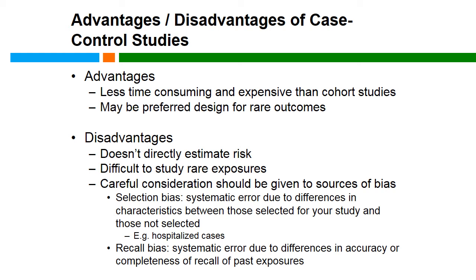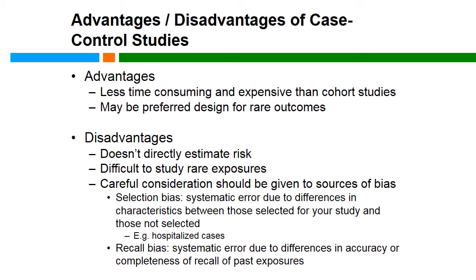There are some important disadvantages to the design, though, that should be considered. First, the measure of the association in case control studies is the odds ratio, which does not directly estimate risk. In addition, while case control studies are preferred when studying rare outcomes, the design really isn't suitable for studying rare exposures. You also have to carefully consider sources of bias when you're designing and conducting your case control studies.